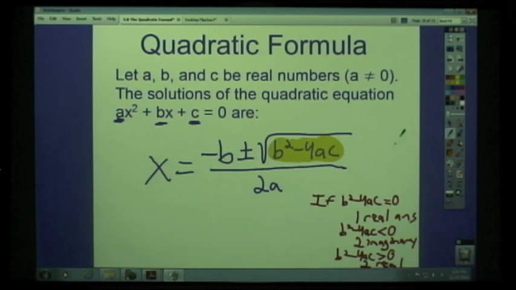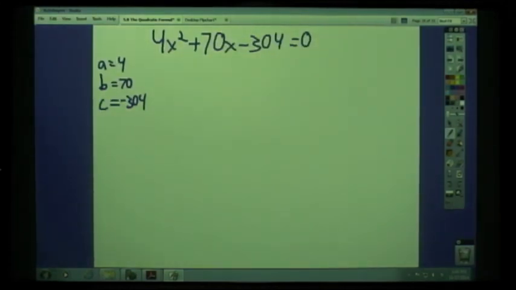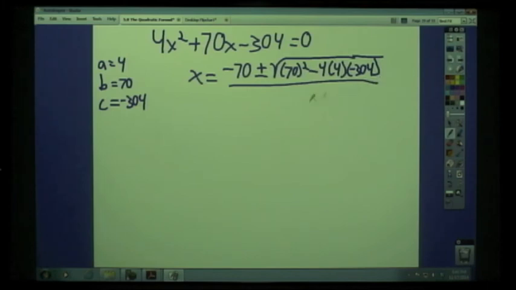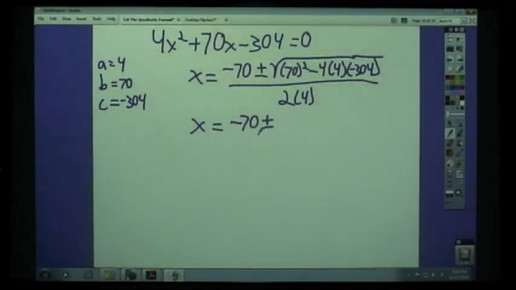So, you use this formula, you plug it in. When you take a look at this, you're going to have x equals negative b. B is 70, right? Plus or minus square root of b squared minus 4ac all over 2a. Isn't that beautiful? You take the a, the b, and the c, and you plug them into this formula, and you do the math. So you're going to need your calculator. Okay, I even use my calculator here.